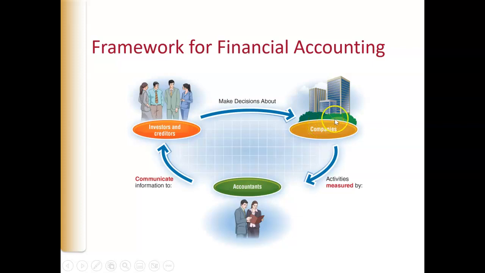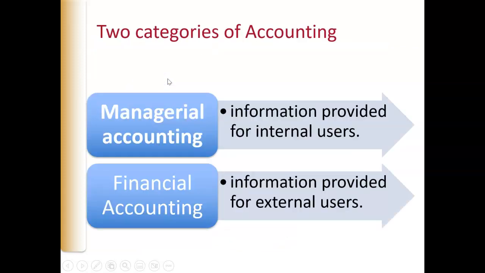And what we do, these companies have various activities based on what they do for a living, what their business is around for. And these activities that companies perform get measured by accountants. And those accountants take all those activities and put them in a form of financial statements so they can communicate to the users information about the company. Do you see the cycle of how the information is being used?